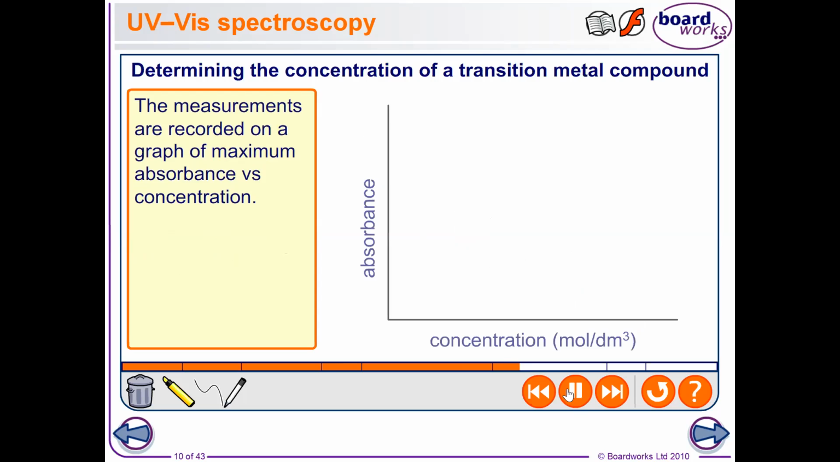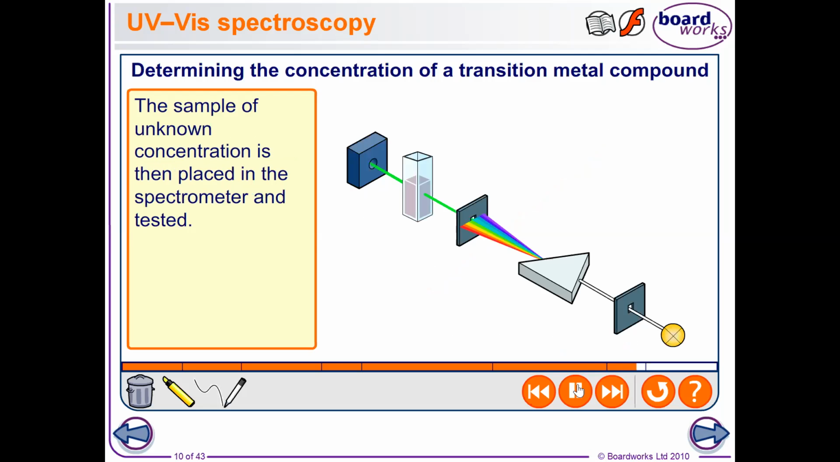Then the measurements are recorded on a graph of maximum absorbance. This is the maximum absorbance versus the concentration. Now this is your calibration graph. Now, if you have a sample of unknown concentration, you have to place that in the spectrometer and test it.